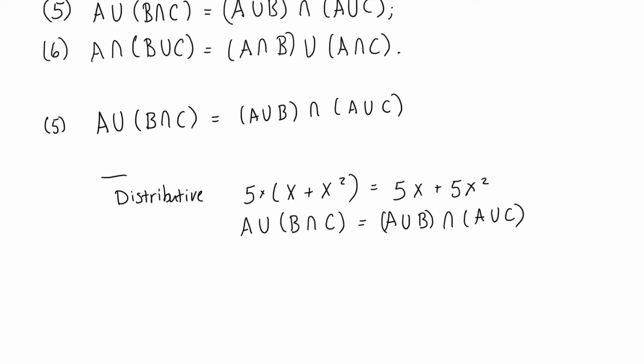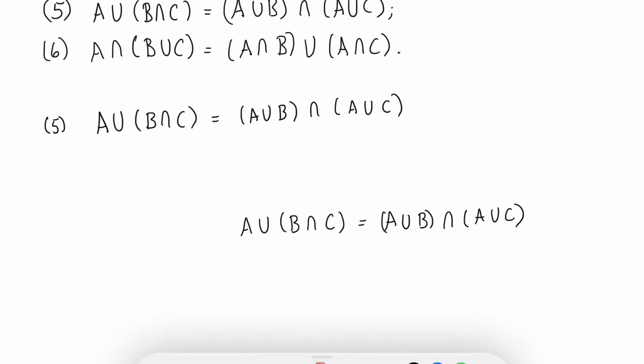This is very similar to this algebraic distributive property where we start with the union basically corresponding with the times and the intersection corresponding with the plus, and we take the A union through to both elements. So maybe that will help you with remembering this property when you want to apply it.